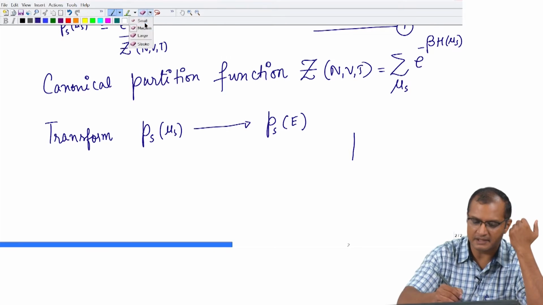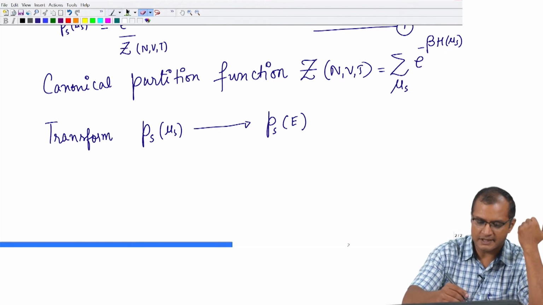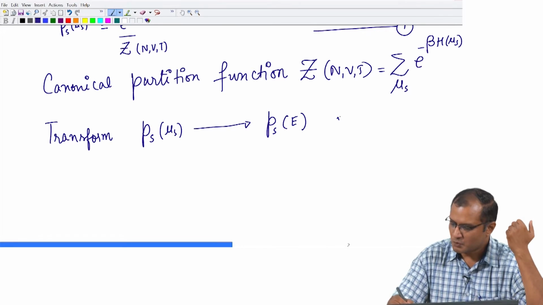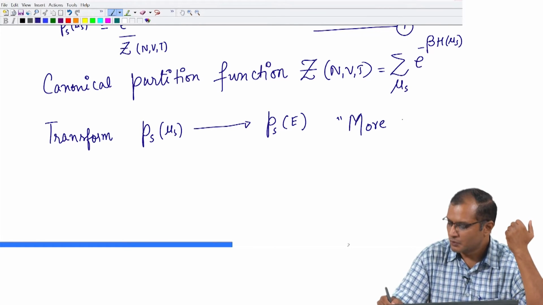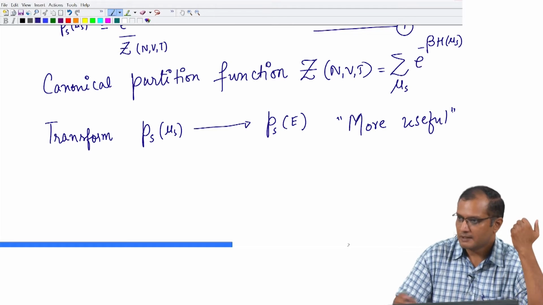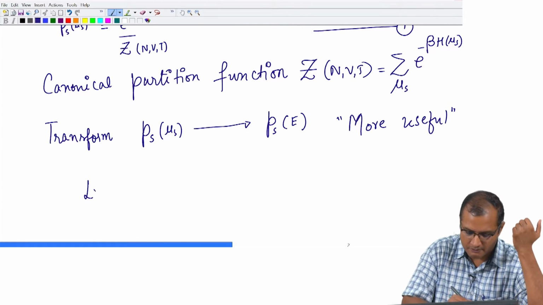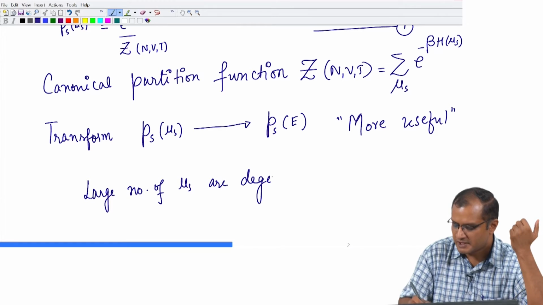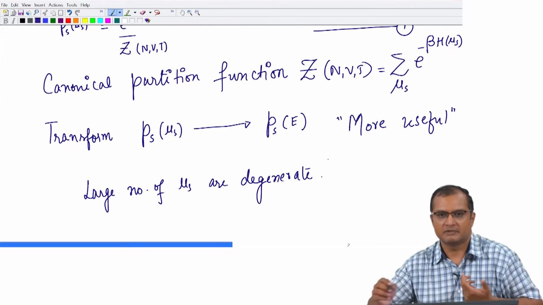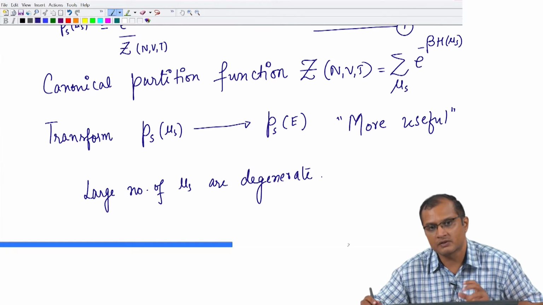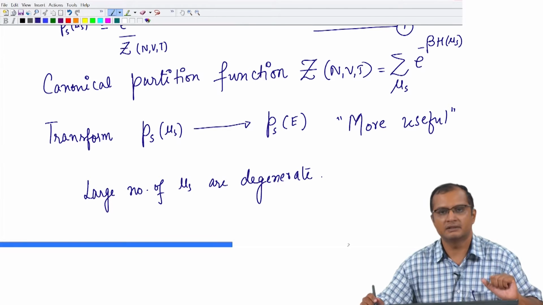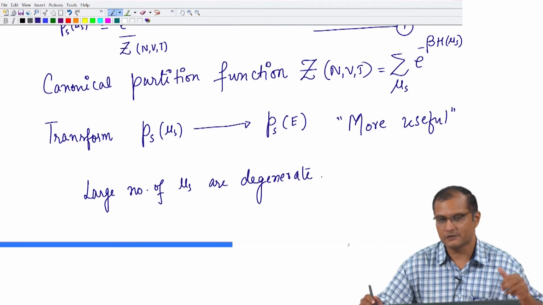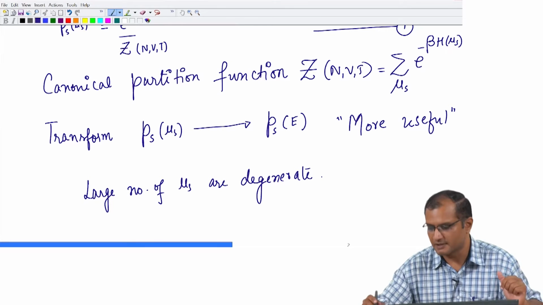this construction is more helpful or more useful as a large number of microstates are degenerate. So, it is more helpful to look at the system from the viewpoint of energy rather than the microstate itself. You may ask yourself which energies are more probable and which energies are less probable, instead of looking at the microstates themselves.